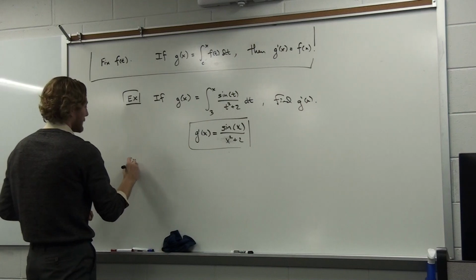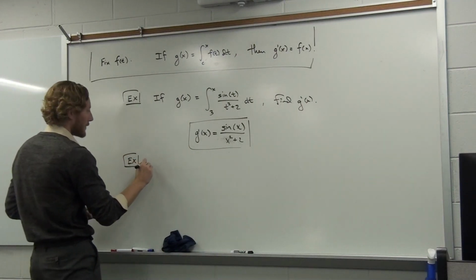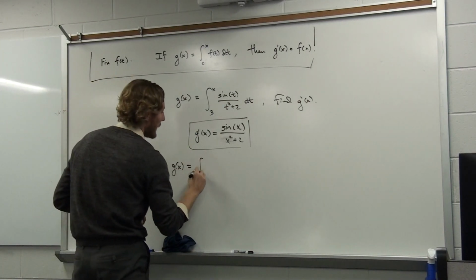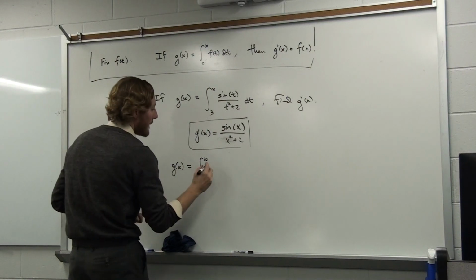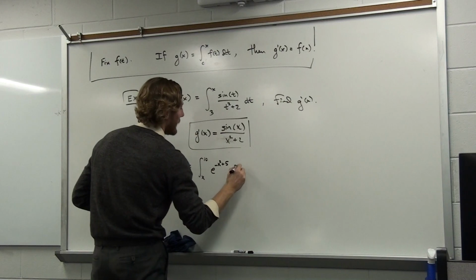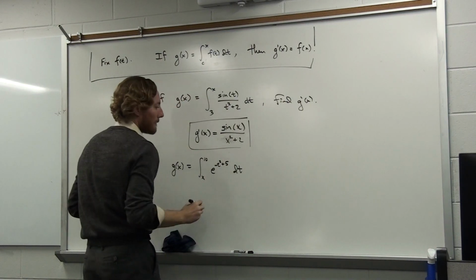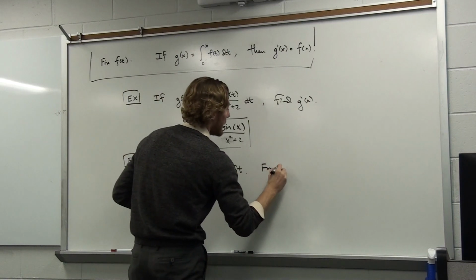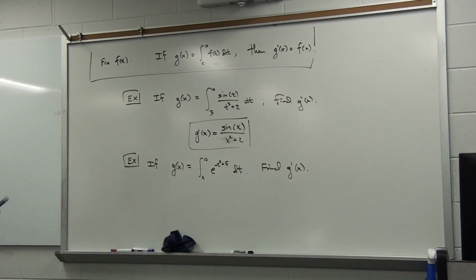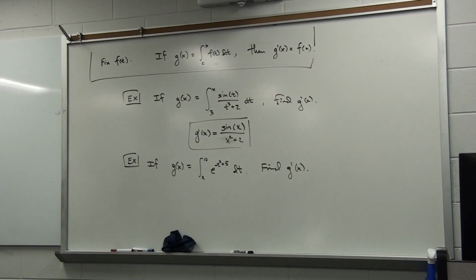What about this example? Here's one that's a little less cookie cutter, but sort of similar in construct. So what if g of x was equal to the integral from x to 10 of e to the minus t squared plus 5 dt. Find g prime of x.